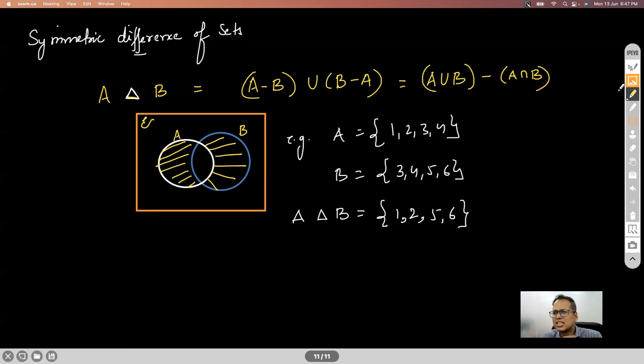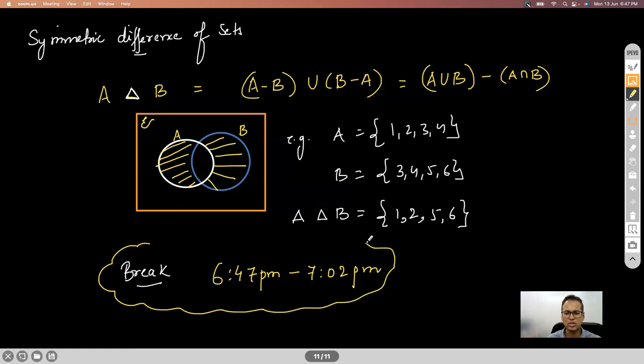With this, it's 6:47. I'll give you a break now because I don't want to start with algebra of sets, since if I start, it will take almost half an hour. So let's take a break right now. As per my laptop, the time is 6:47. We'll meet exactly at 7:02 p.m. A 15-minute break. As you all know, during the break the camera and my mic are muted. I'll be taking a break too, so I may not be at my seat. But see you exactly at 7:02.